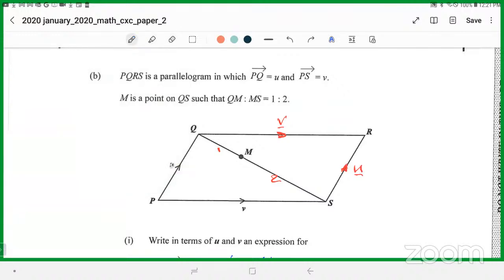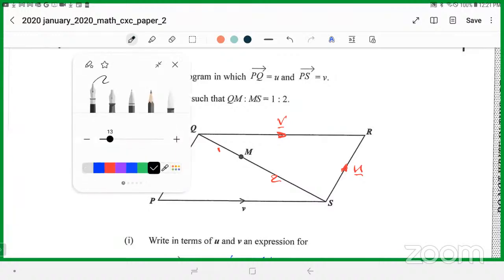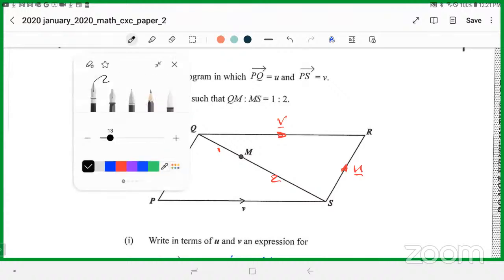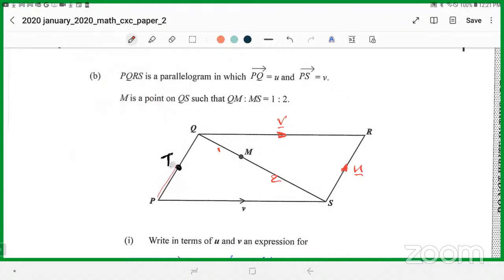Let me erase these markings, erase the U. And I'm going to put a point here for the midpoint. And that is where T is, right there. So if that is T, and this is the midpoint, remember the whole thing is U. What is the vector right here between R and T?